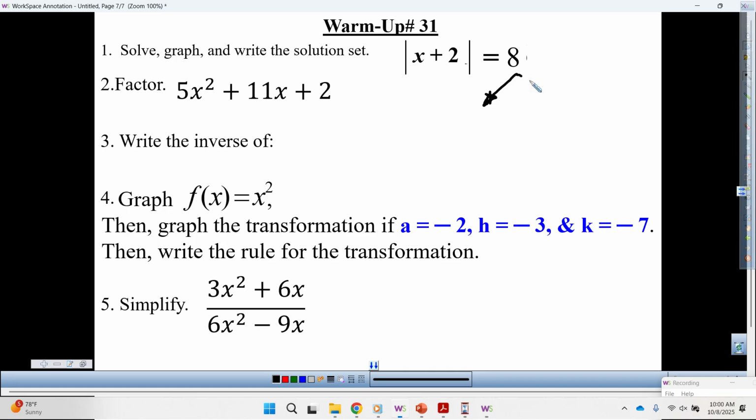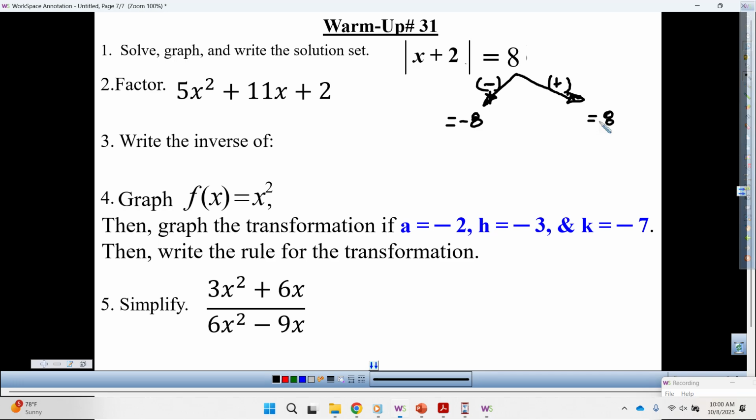One for negative 8 and one for positive 8. So which is the number that we make a positive and a negative? The number by itself. Are we there so far? All right, so with that, we're going to make two equations.